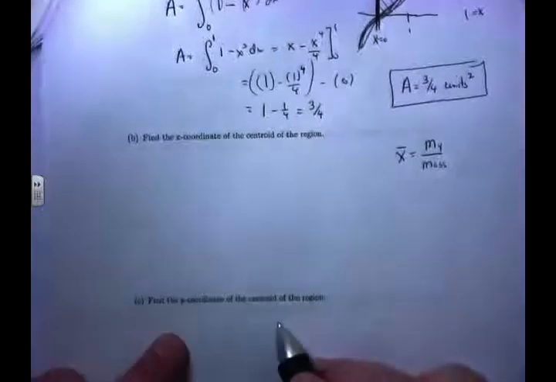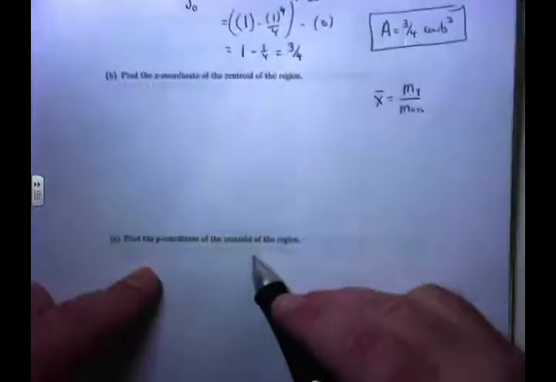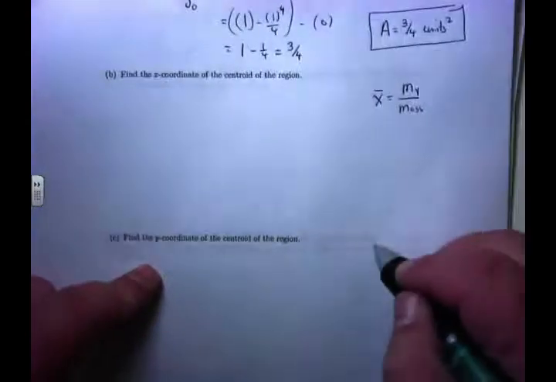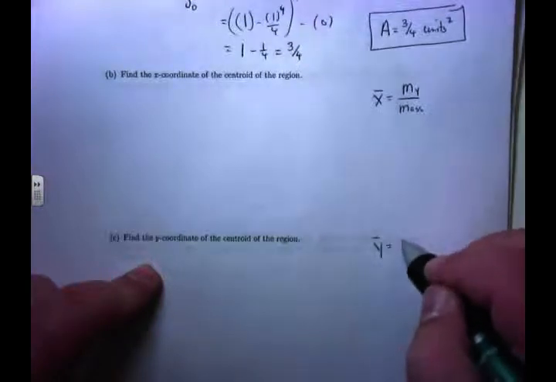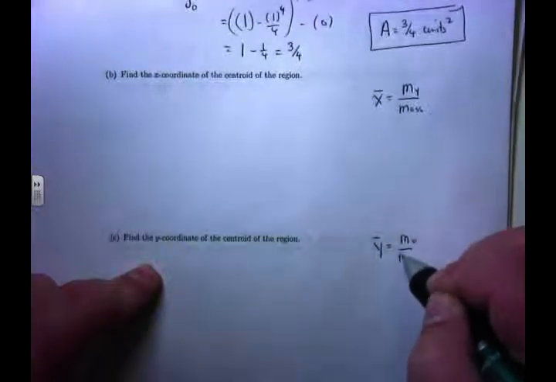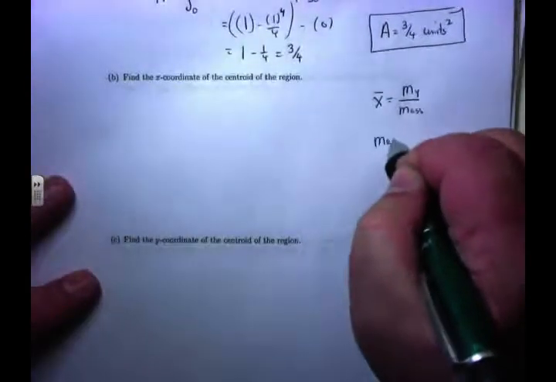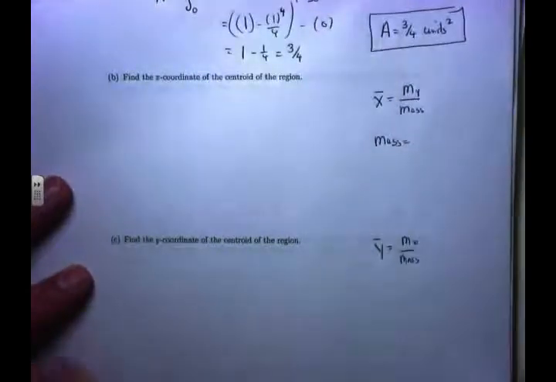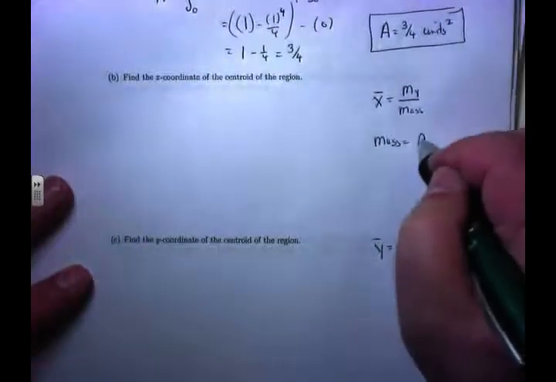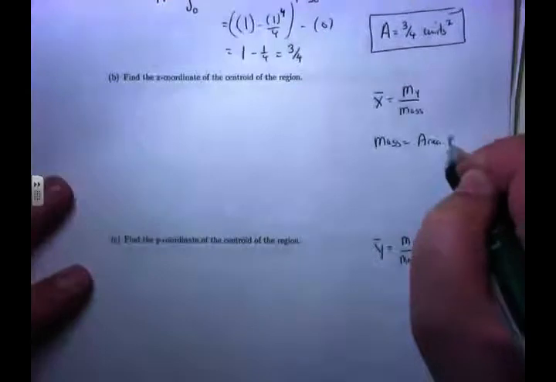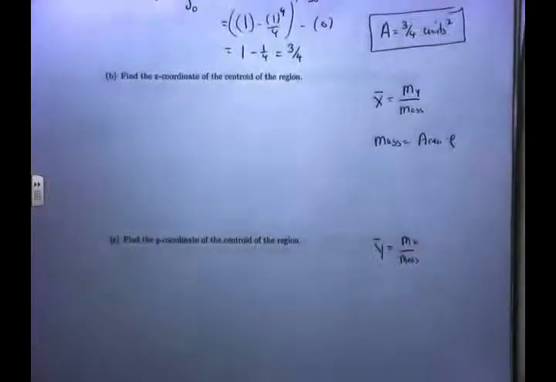And by the way, look at this problem down here. Might as well do both of them at the same time. How do I find the y-coordinate? It's the moment about the x divided by the mass. What is the formula for mass? Might as well write down all my formulas because we're reviewing here. Mass is area times density, which we call rho. Okay? And we keep it as a constant rho.